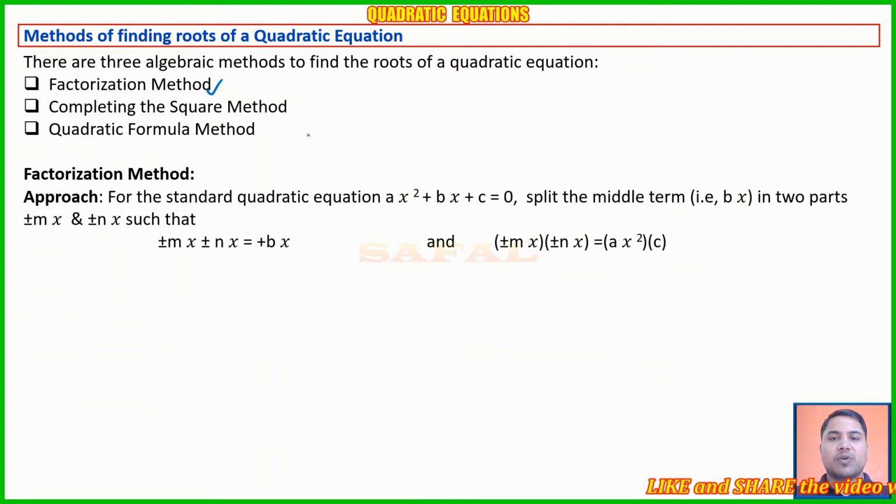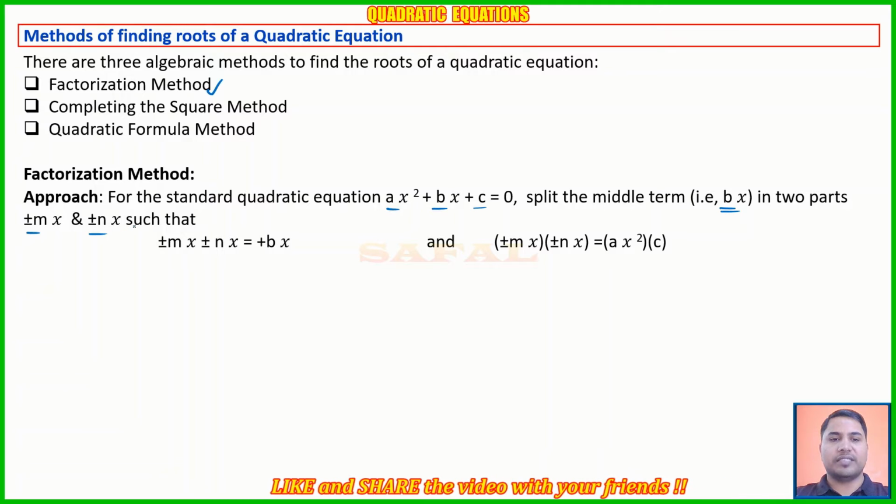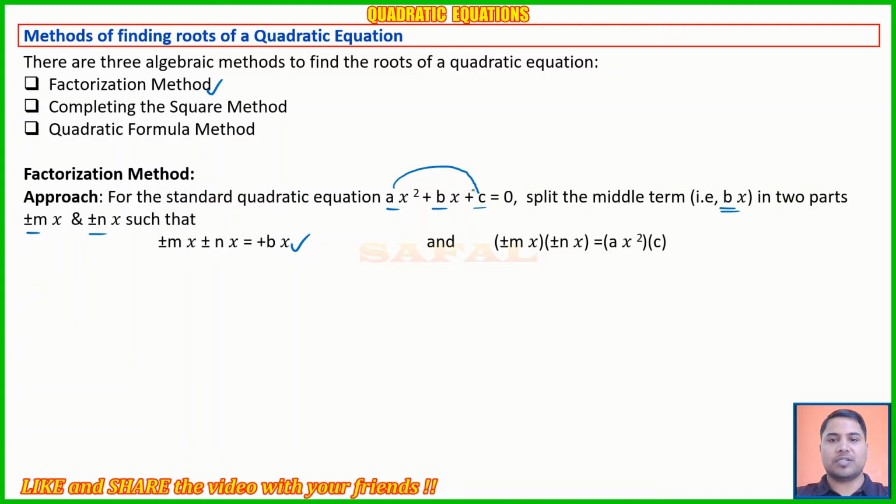So I have taken the standard quadratic equation ax square plus bx plus c equals 0. Now the concept here is we need to split this middle term, that is bx, in two parts. Let's say I am writing it as plus minus mx and plus minus nx, such that the sum or difference should be the middle term itself and the product should be the product of first and last term, that means second degree term and constant term. Okay, so this is the concept. So let's explore with the help of an example.